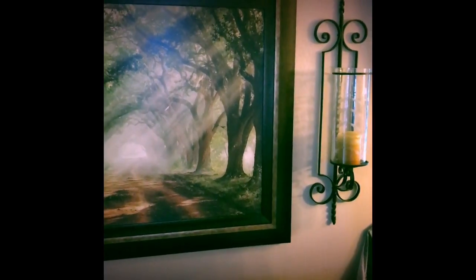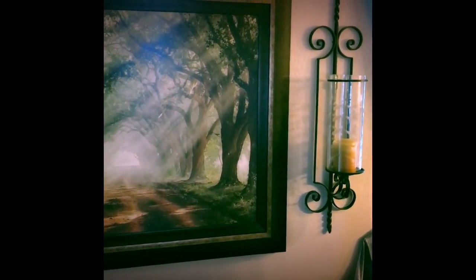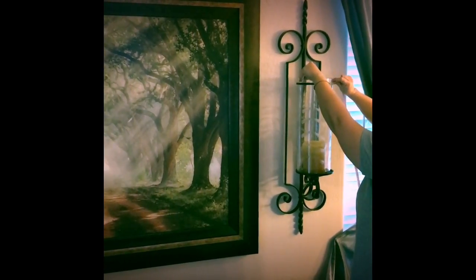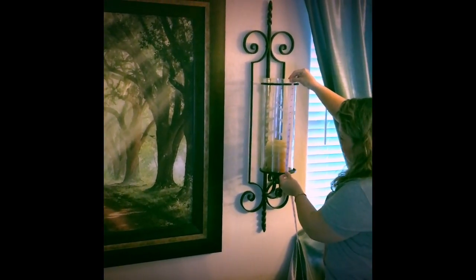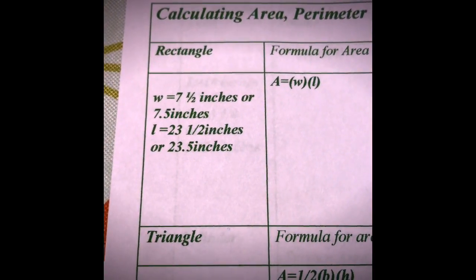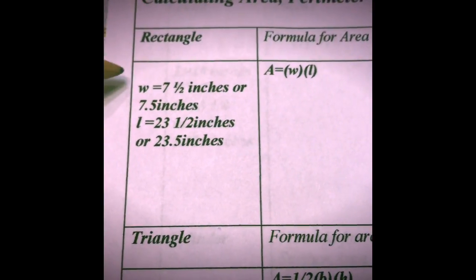The next measurement is my cylinder, which is a sconce I had on the wall. I need to find the radius, so I'm going to go ahead and measure the diameter and then divide that by half, and that'll give me my radius, which is 6 inches. So I will go ahead and divide that, get my radius, and then for the height will be 16 inches.